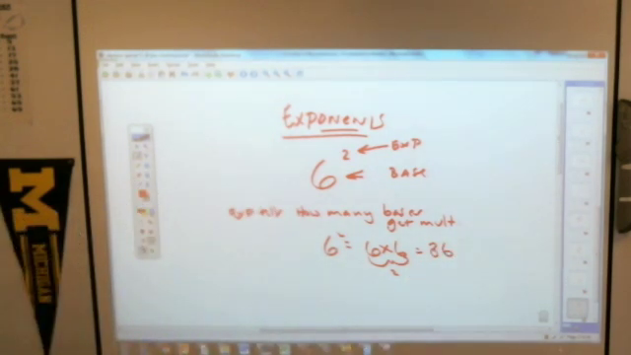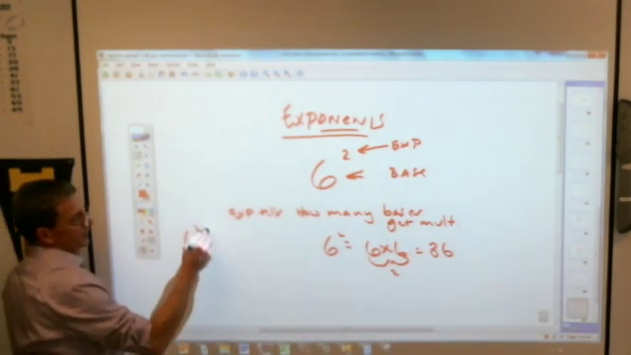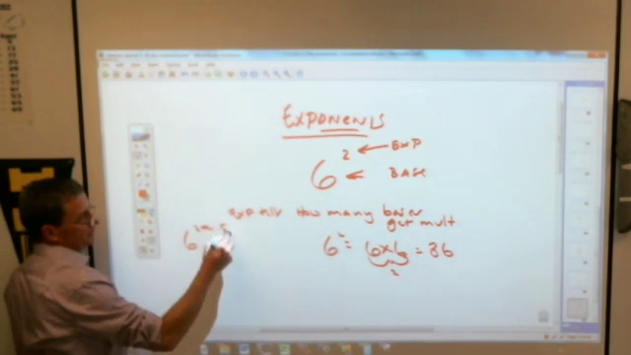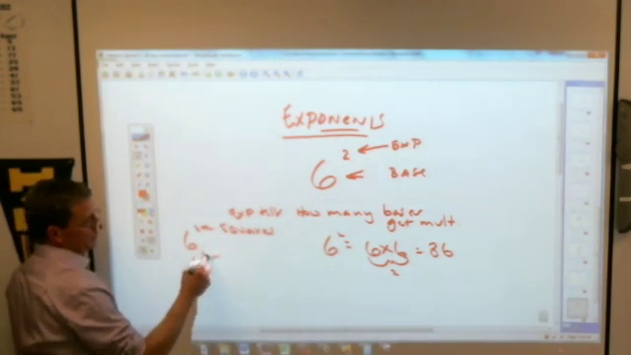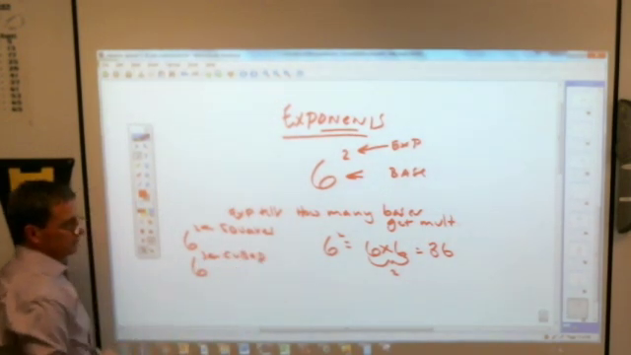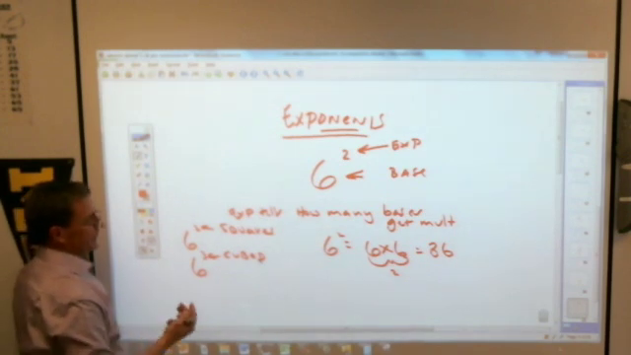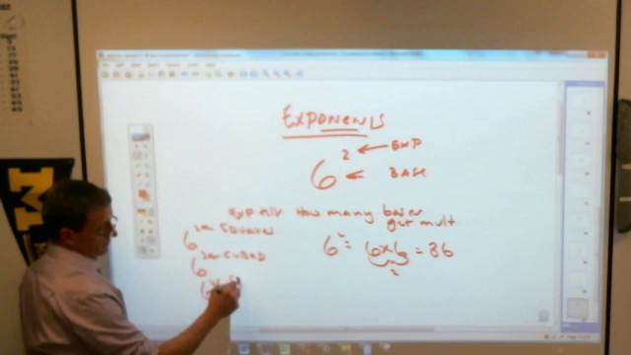And I think the book is just trying to review with you that if you have something to the second power, we also call that squared. Something to the third power, we also call that cubed. But everything else is called exponents. 6 to the fourth power is just 6 to the fourth power.